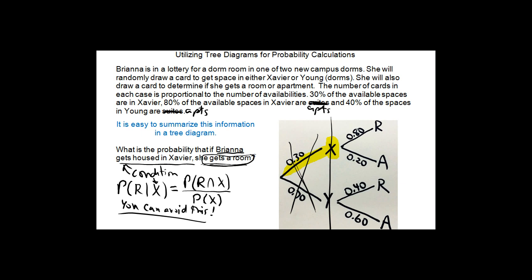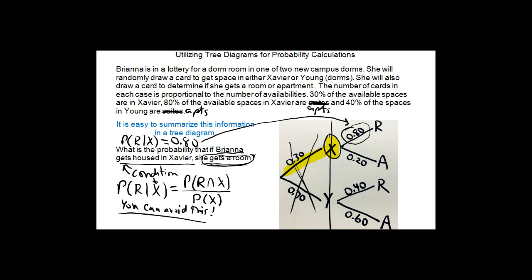So really, at this point, you're saying, what is the probability once you get to this point? What's the probability of then getting a room? Well, you can look and see now that's 80%. So the probability that Brianna gets a room, given that she's in Xavier, is 0.80, and you can read it right off the chart.